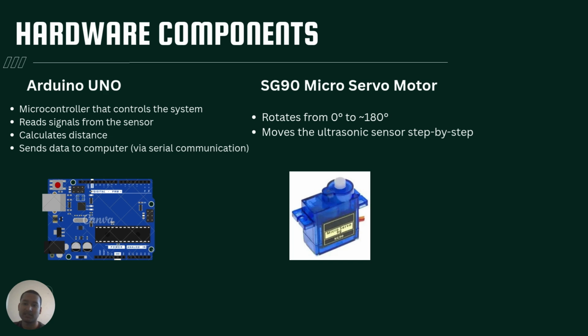Second component is the SG90 micro servo motor. The servo motor rotates from 0 degrees to approximately 180 degrees. In our system, the ultrasonic sensor is mounted on top of this, so the servo rotates step by step and the sensor scans different directions around the environment. This scanning movement creates a radar-like effect, allowing the system to detect objects from multiple angles.